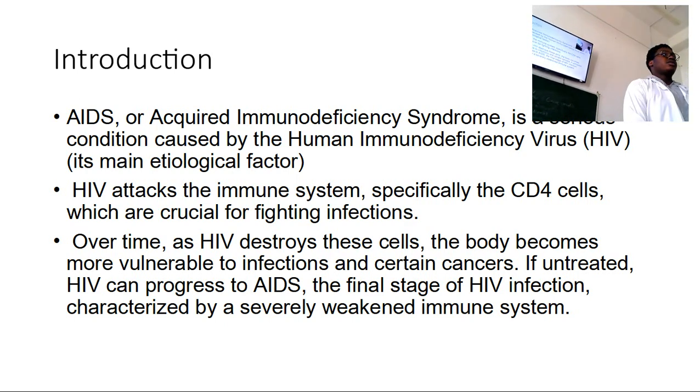So what HIV does is that it basically attacks our immune system, specifically the CD4 cells, which are the crucial cells for fighting infections in the body. Over time, as HIV destroys these cells, the body becomes more vulnerable or susceptible to infections because we can't fight against them anymore, and certain cancers as well.